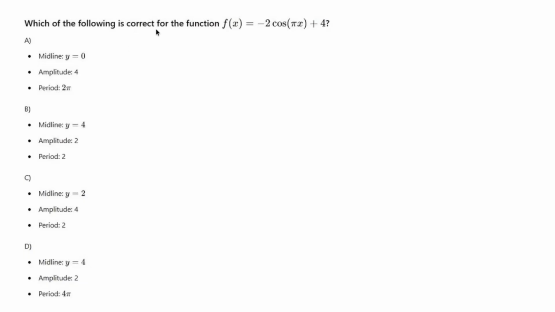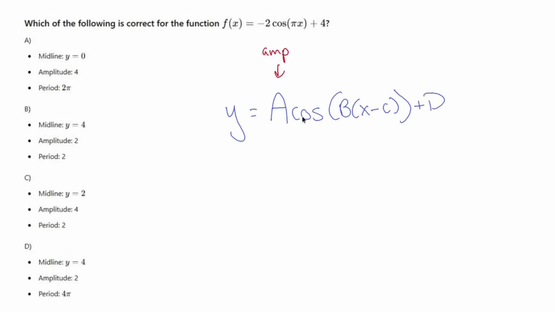Which of the following is correct for the function f of x equals negative 2 cos pi x plus 4? I like to compare this to y equals a cosine times the quantity b times the quantity x minus c, close it, plus d. Now what this gives us is a gives us the amplitude. I used cosine, the same rules apply for sine, it's fine, but cosine.